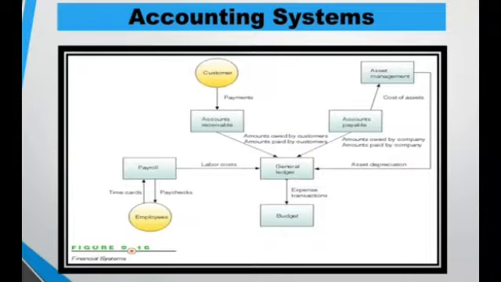So guys, for the accounting system example, I have here customer, accounts receivable, general ledger to budget. Then asset management, accounts payable down to budget. Then I also have here payroll, then payroll for employees. So that's the accounting systems.